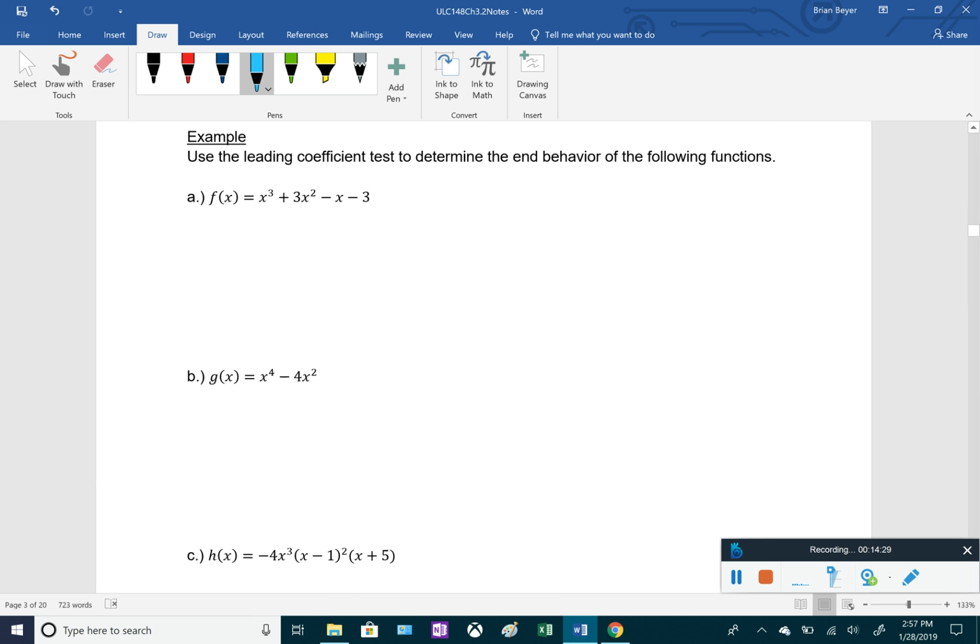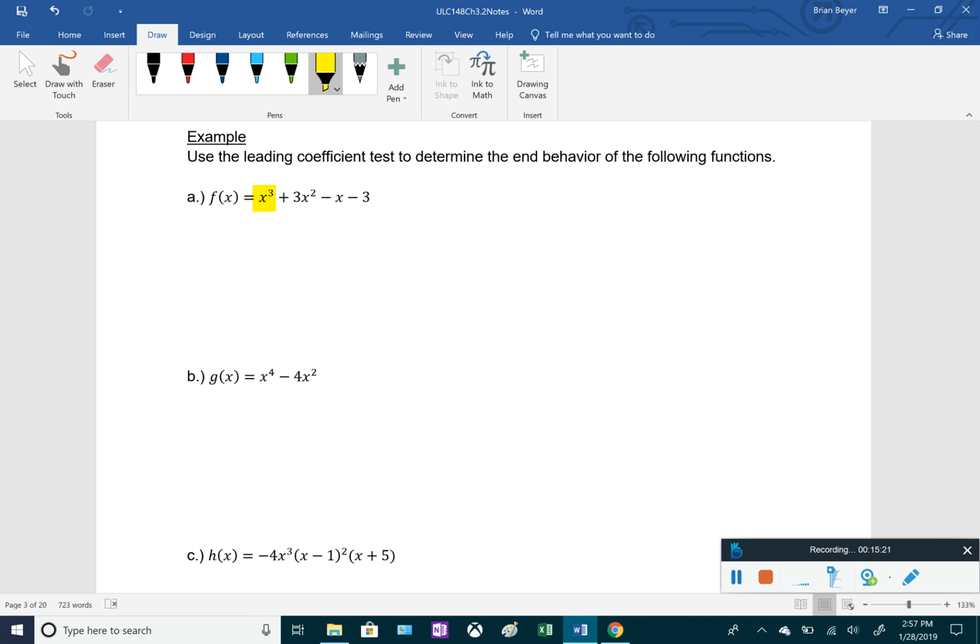So let's do some examples here. Let's use the leading coefficient test to determine the end behavior of the following functions. We have f of x equals x cubed plus 3x squared minus x minus 3. The leading term is going to be x cubed. So we literally look at nothing else here. The reason why we look at nothing else to tell us what's happening as x is going towards positive or negative infinity is that we only look at the largest term, because when x is really big, imagine x is a million, 10 million, 2 trillion, it's getting larger and larger. That term with the largest exponent is going to overpower every other term. So that's why we only have to look at the leading term for this test.